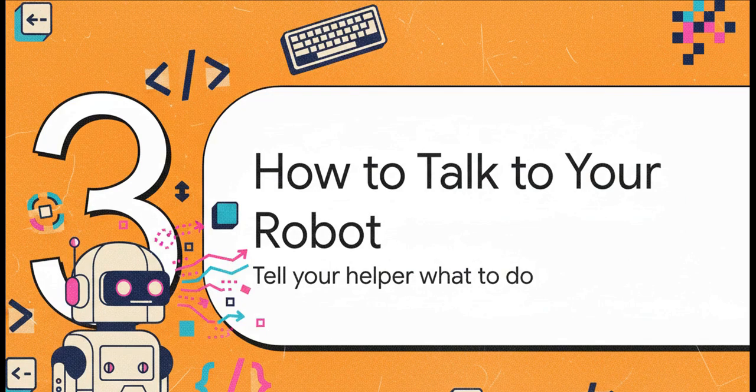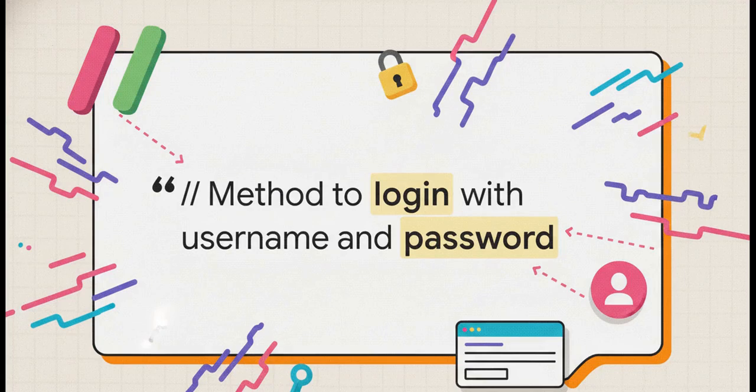But wait, how do we tell it what we want to build? Well, we have to learn its secret language. But don't worry, it's not hard at all. It's actually super simple. See, the secret language is just writing a little note for it to read. Look at this. It starts with those two little lines. That tells the computer, hey, this is a note for my robot helper.